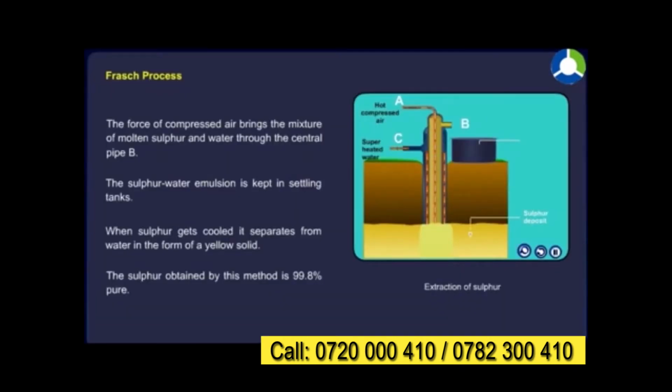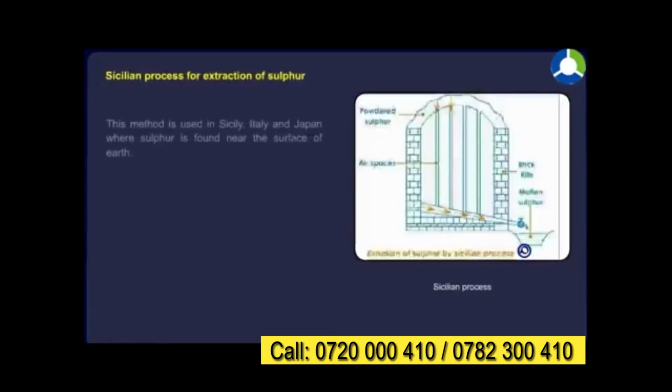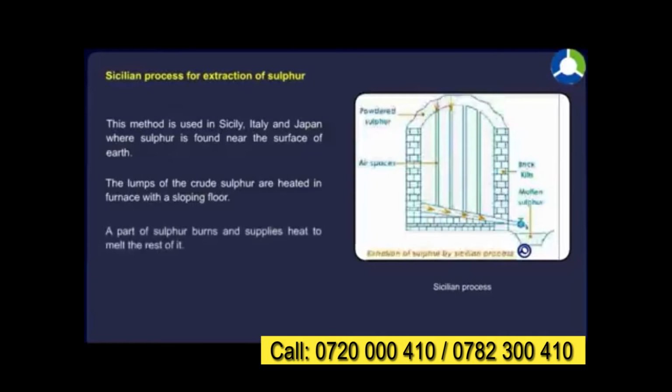Sicilian process for extraction of sulfur. This method is used in Sicily, Italy, and Japan, where sulfur is found near the surface of Earth. The lumps of the crude sulfur are heated in a furnace with a sloping floor. A part of the sulfur burns and supplies heat to melt the rest of it. The molten sulfur flows down the slope and is collected in wooden moulds.